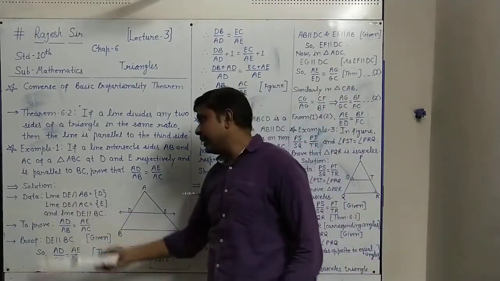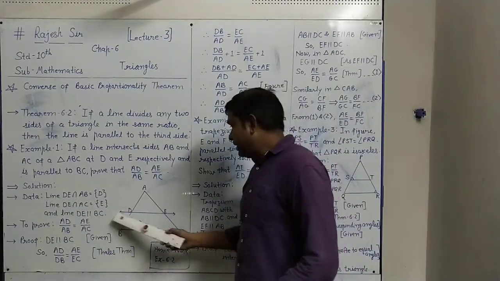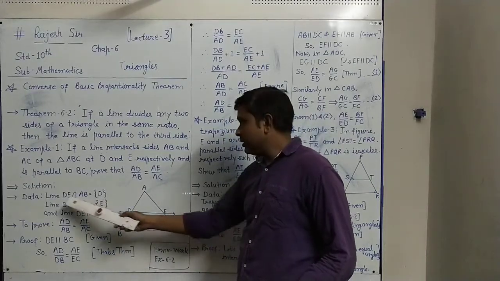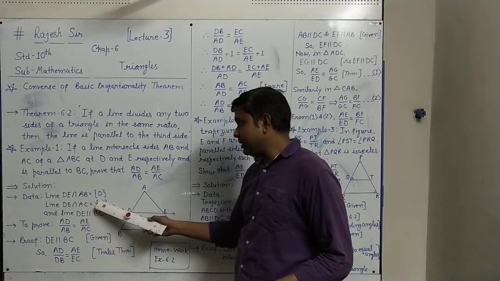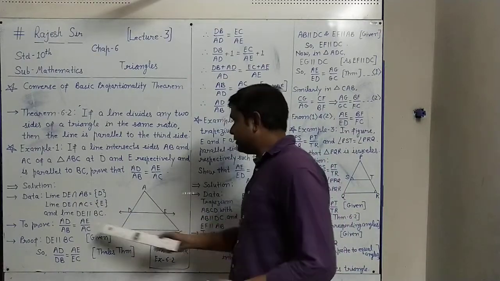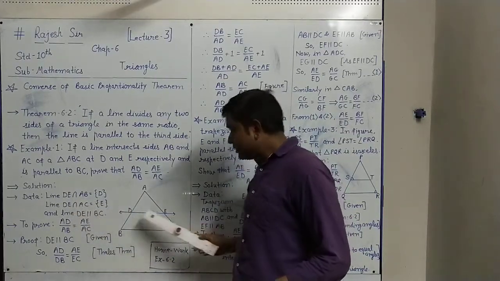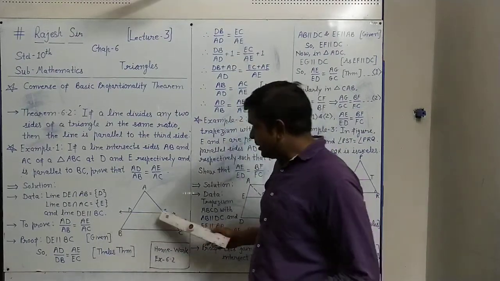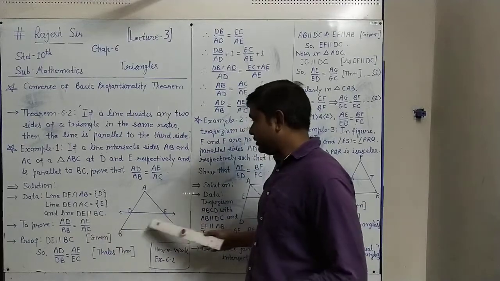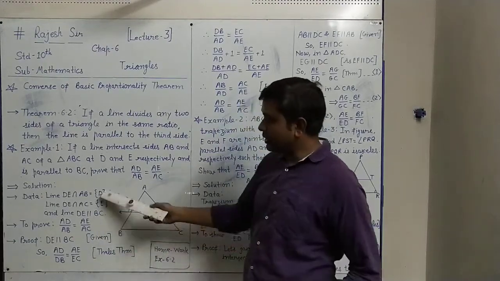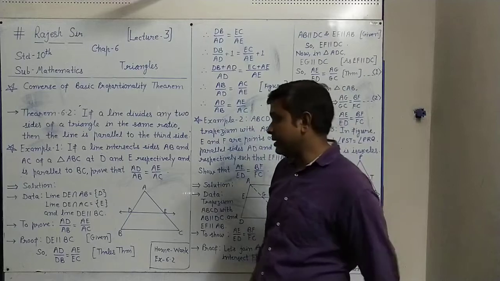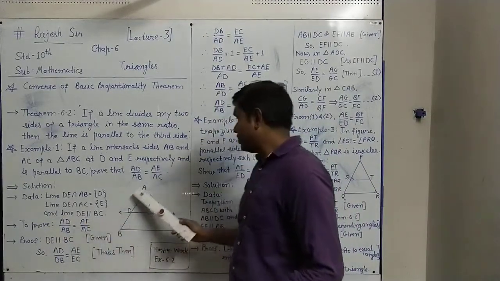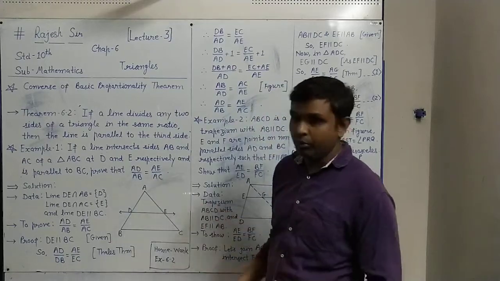In the solution, first the data that is given. Line DE intersects AB at D, and line DE intersects AC at point E, in symbolic way. And line L, that is line DE, is parallel to BC. All these things are given in the question as data. To prove: AD upon AB equals AE upon AC. This we want to prove.